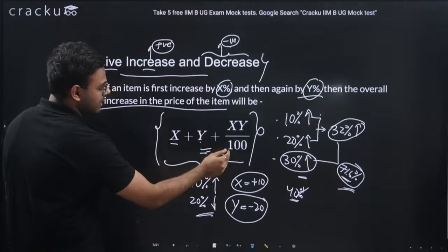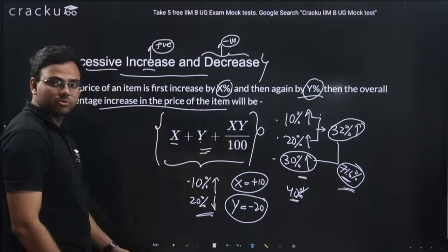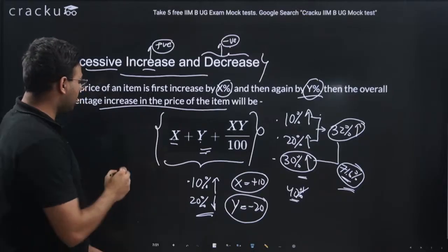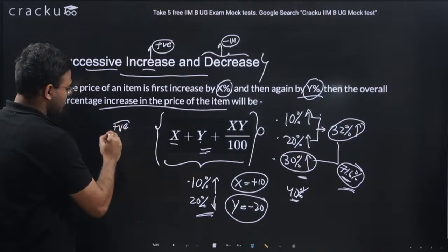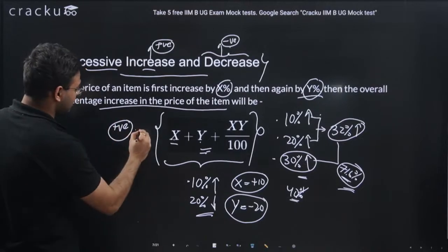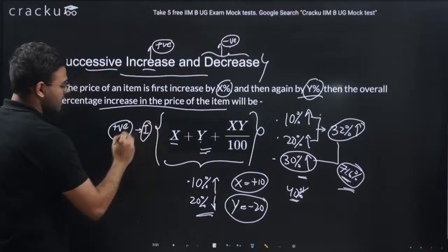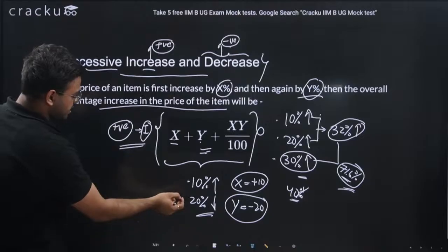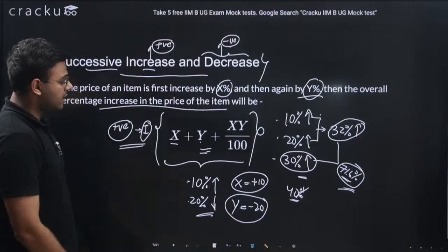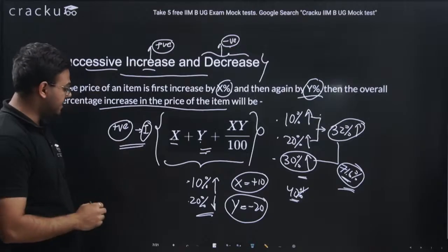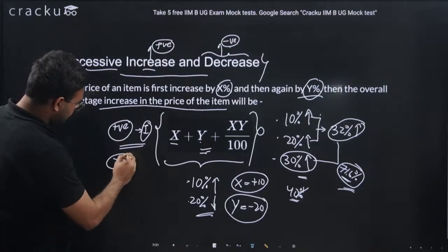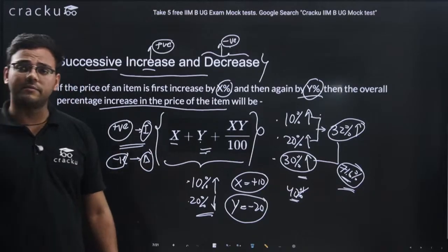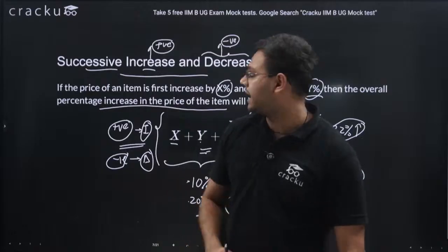Now you substitute these values, x = 10 and y = -20, into x + y + xy/100. If you get a positive answer after substituting the values of x and y, this represents an increase. If it comes out negative, this represents a decrease. So this was everything regarding the concept of successive increase and decrease.